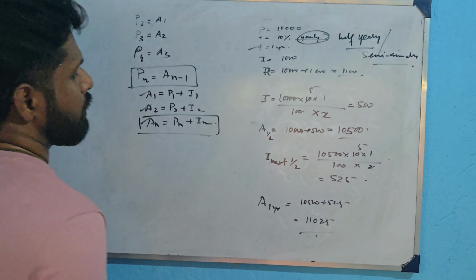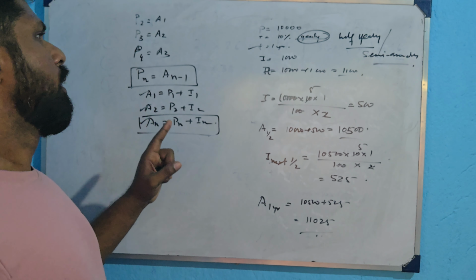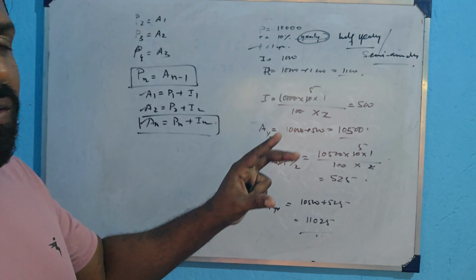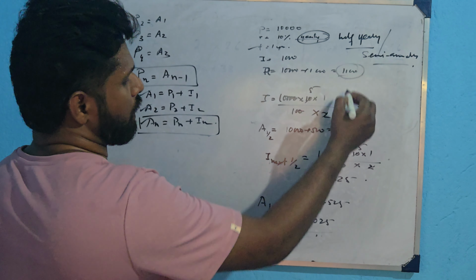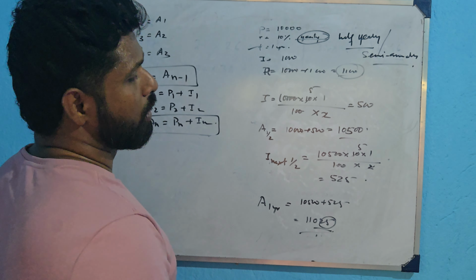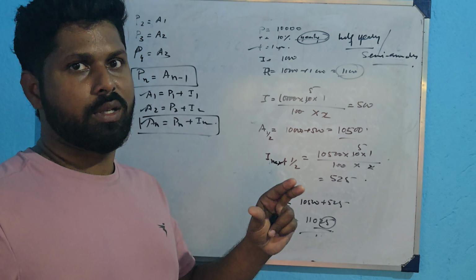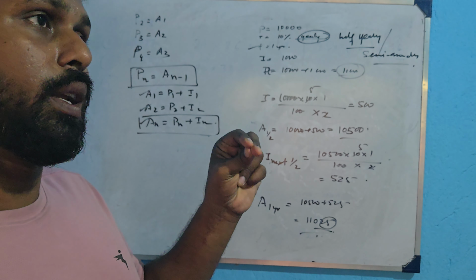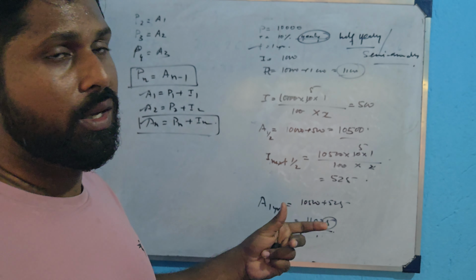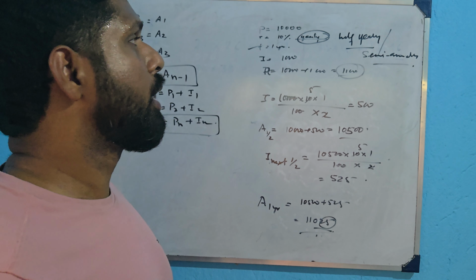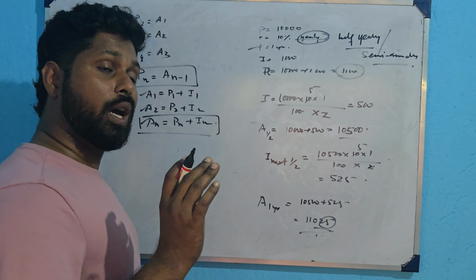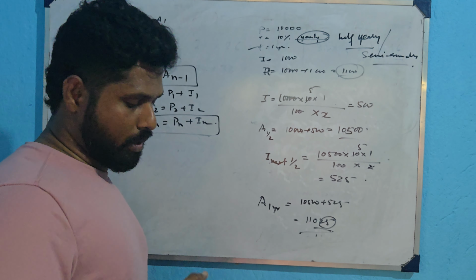11,025. See, when it was annually we are getting 11,000, now we are getting 25 rupees more, because we are getting new principal after every 6 months. So interest will start increasing after every 6 months only. Right? This is semi-annually. Now I am showing you what will happen for quarterly.